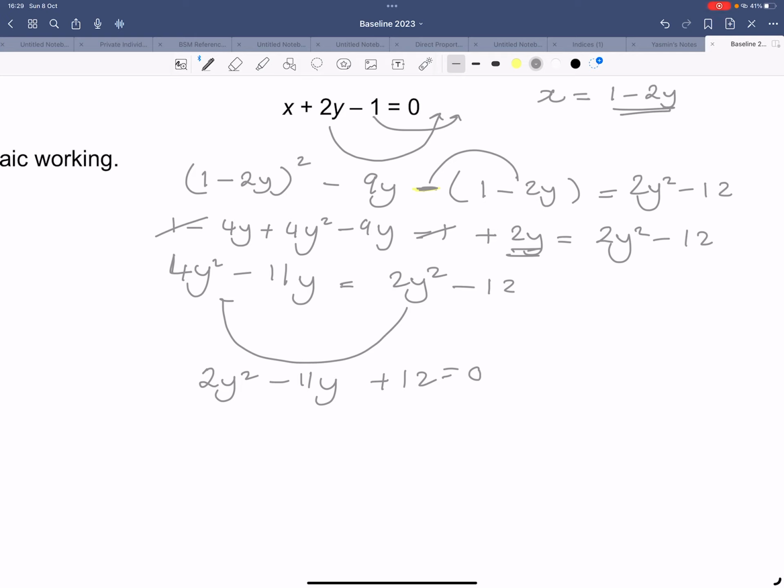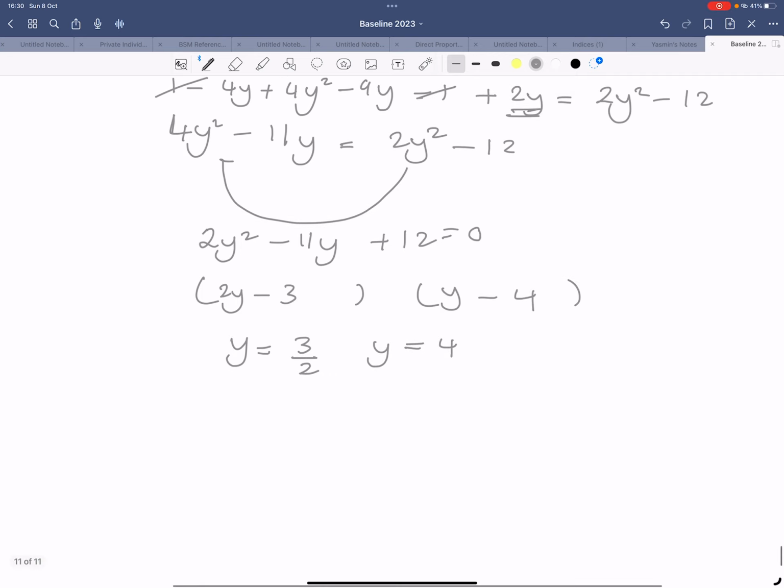So when we factorize this one, we should have 2y minus 3 and y minus 4. So therefore y equals 3 over 2 and y equals 4. So those are the first solutions.